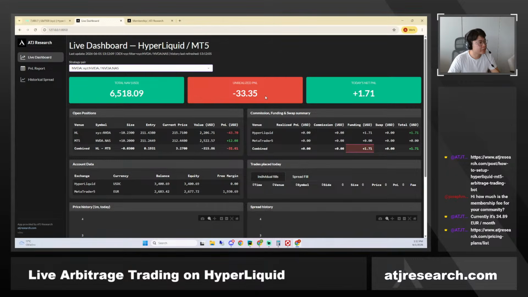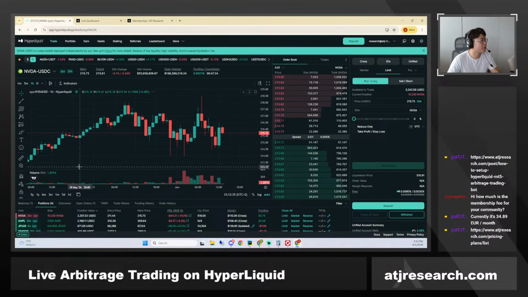As I've mentioned, NVIDIA on MT5 is still closed, so the unrealized P&L is still not accurate. When the market opens, we'll have roughly a similar P&L, so we'll have to wait. But here on NVIDIA, you can see that we made plus 1.71 realized in the funding. That is because over the past week, NVIDIA funding rates were very high, hovering between 18% and 30%. So by shorting NVIDIA, we had very good hourly funding rates.